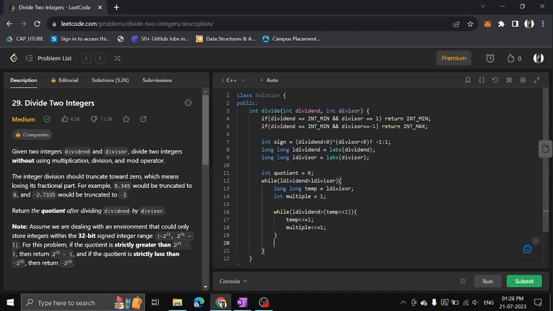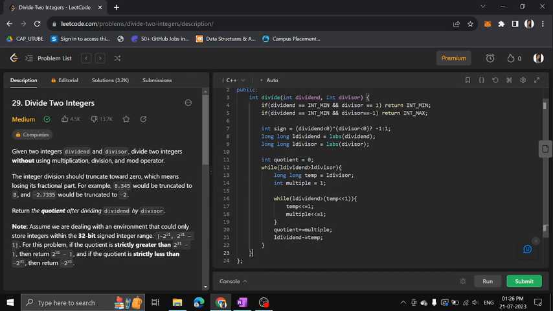So after this, what we need to do? Now we have to reinitialize the dividend, and before that the quotient will be calculated. So quotient plus equals multiple, and long dividend minus equals temp, because temp should be subtracted from that. So at last we have to return sign star quotient. If the sign is minus, it will be minus. If the sign is plus, quotient will be plus. So we'll run this.